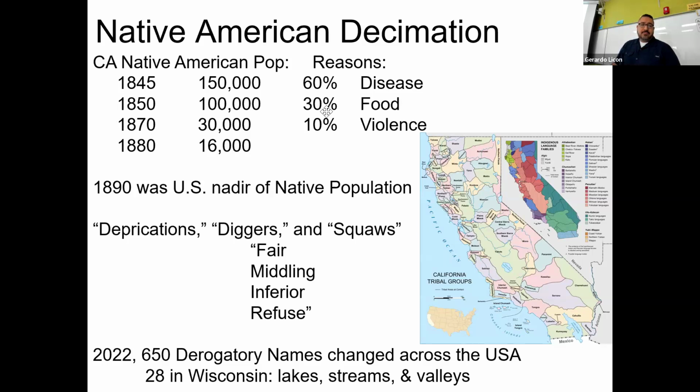And so why did that happen? Well, the majority had to do with disease, their exposure to diseases, their vulnerability to diseases. But a good portion was due to lack of food. And only 10% is directly attributable to violence. So in a way, it's like California was one of the last areas where Native Americans were impacted by European diseases.